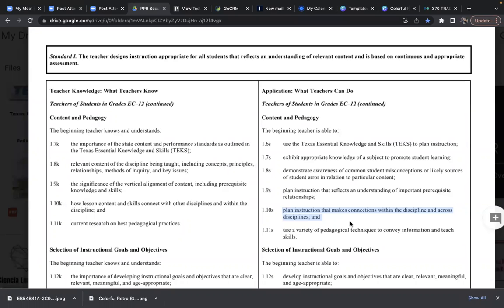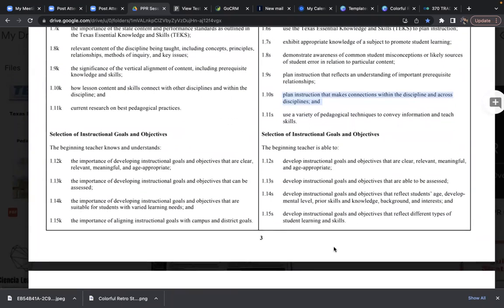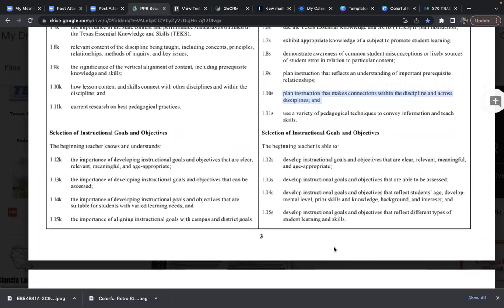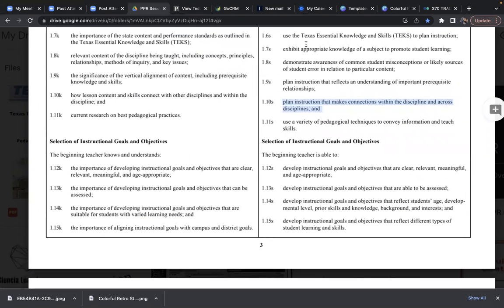Okay. So next we have your selection of instructional goals and objectives. From our TEKS, we create instructional goals and objectives. Think of it as the thesis statement for your lesson plan, right? It is the guiding principle for your lesson. Our goals and objectives need to be clear, relevant, meaningful, and age appropriate. Meaningful means it relates to them.